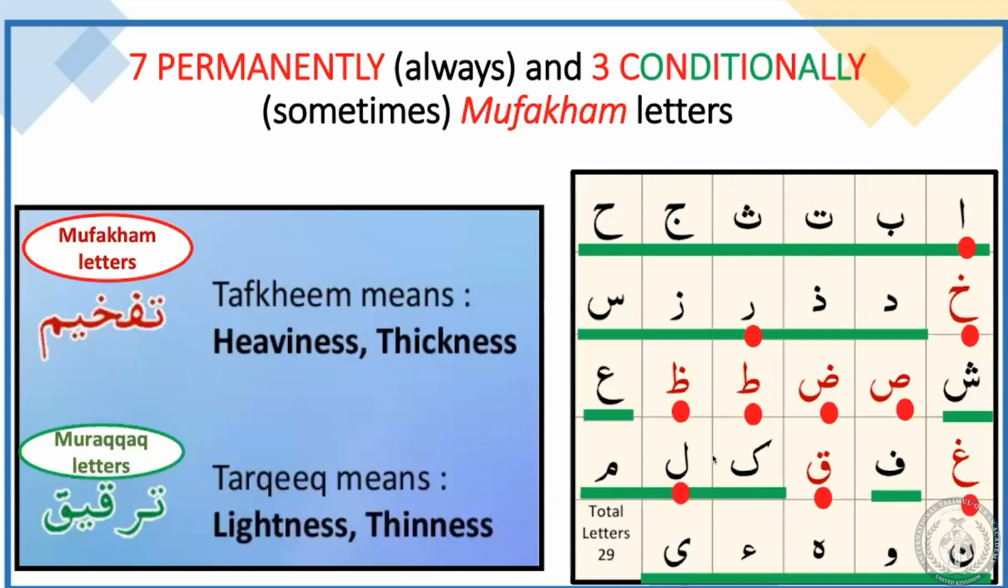Okay, so it's important to memorize this, and you can see this chart in front of you. It's okay if you want to take snapshots for your revision. So 7 permanently, always, and 3 conditionally, sometimes mukhaffam letters. So we have the lam and the ra and sometimes alif. Okay. So here you are, you've got a chart here in front of you.